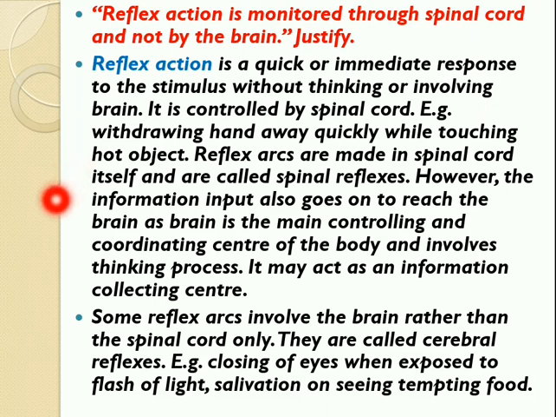So reflex arcs are made in spinal cord, you have seen in your previous lecture, and these are called spinal reflexes. However, the information input also goes on to reach the brain, as brain is the main controlling and coordinating center of the body and involves thinking process. It may act as information collecting center, means at the time of accident spinal cord will control the whole situation and take appropriate actions by providing appropriate order to our muscles to act, and brain does not play a role in controlling the reflex actions.